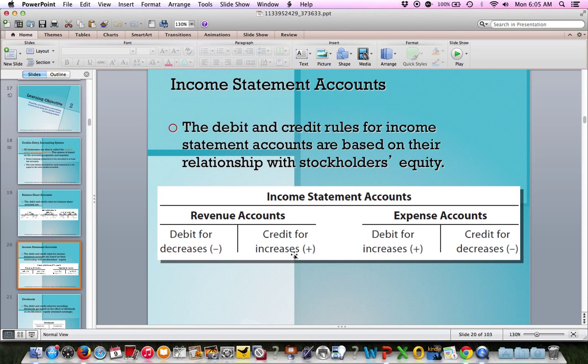And so for revenues, if credits are pluses, that means the opposite has to be true for expenses, where credits are decreases and debits are pluses. Okay, and just also note that no matter what T account we looked at, debits are always left and credits are always right. It's just which side is the plus side, which side is the minus side. It just depends on how that account fits into the accounting equation.